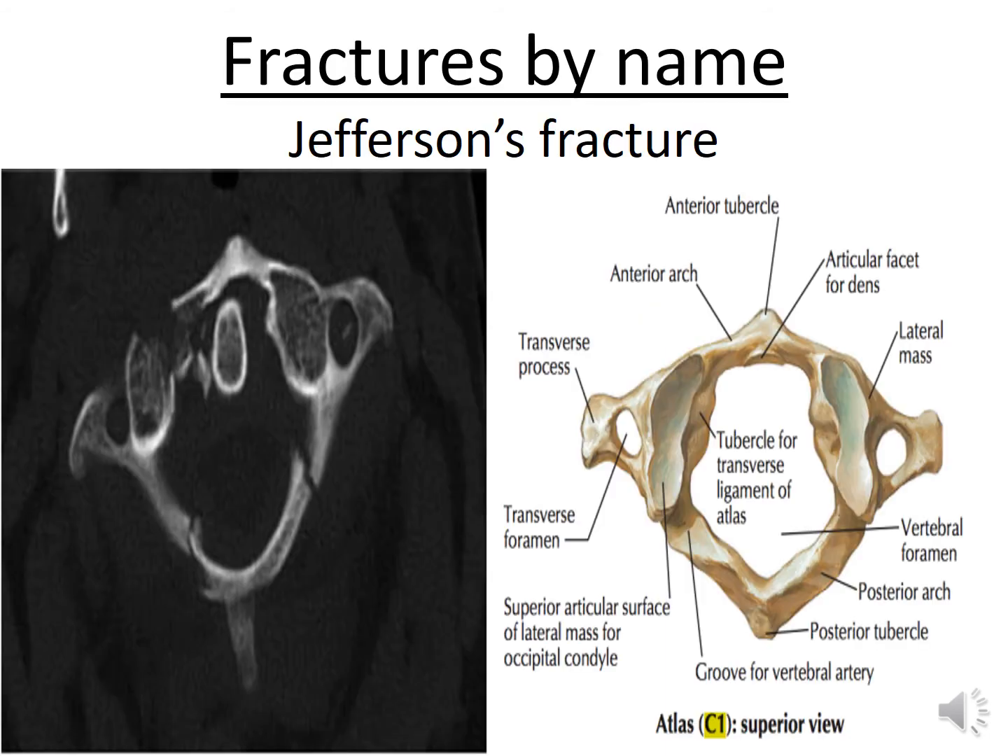Then fractures by name. First, this is the Jefferson fracture. Jefferson fracture is a fracture of C1, where we can see there is a fracture in the anterior arch of the C1 vertebra. So this is the Jefferson fracture, where we can see the fracture in the posterior arch also.